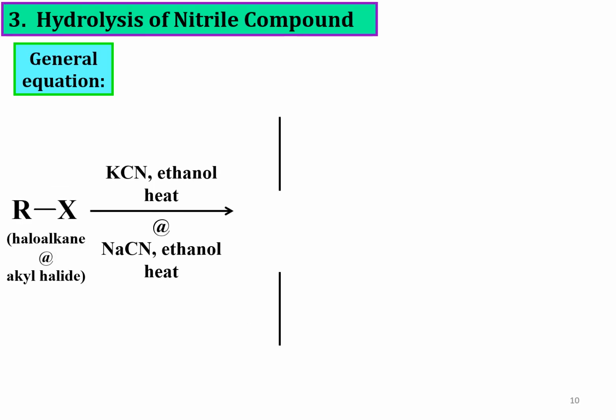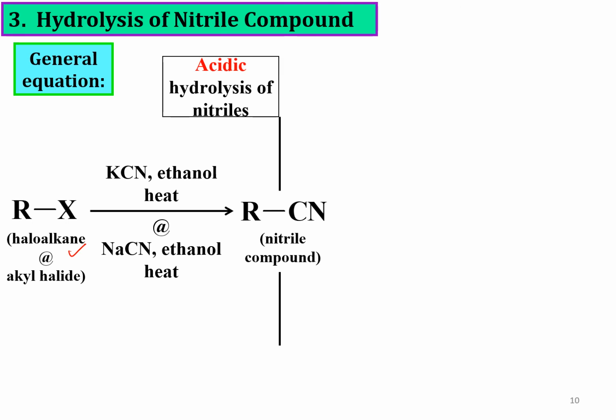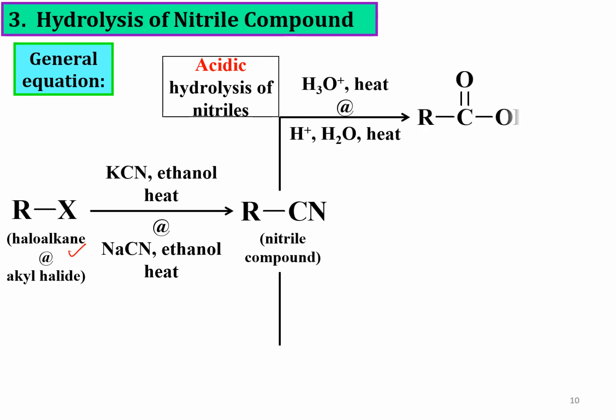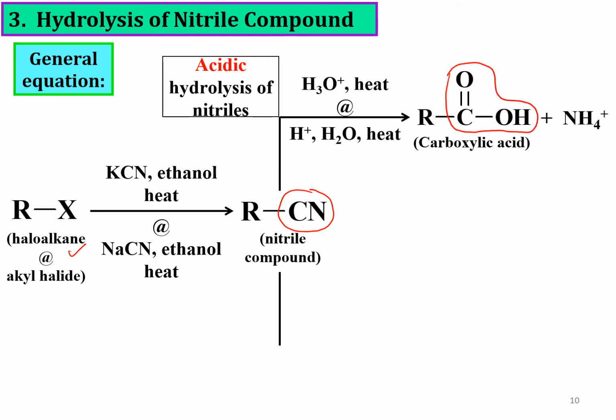Okay, now we look at the fourth method, hydrolysis of nitrile compounds. Starting from haloalkane or alkyl halides, react with KCN in ethanol, heat, or NaCN in ethanol, heat. The haloalkanes will be converted to nitrile compounds, RCN. The nitrile compounds can undergo acidic hydrolysis, H3O+ in hot condition or H+, H2O, heat, we get carboxylic acid and ammonium ions. You can see here the cyano group will be converted to carboxyl group. So from nitrile compounds we get carboxylic acid.